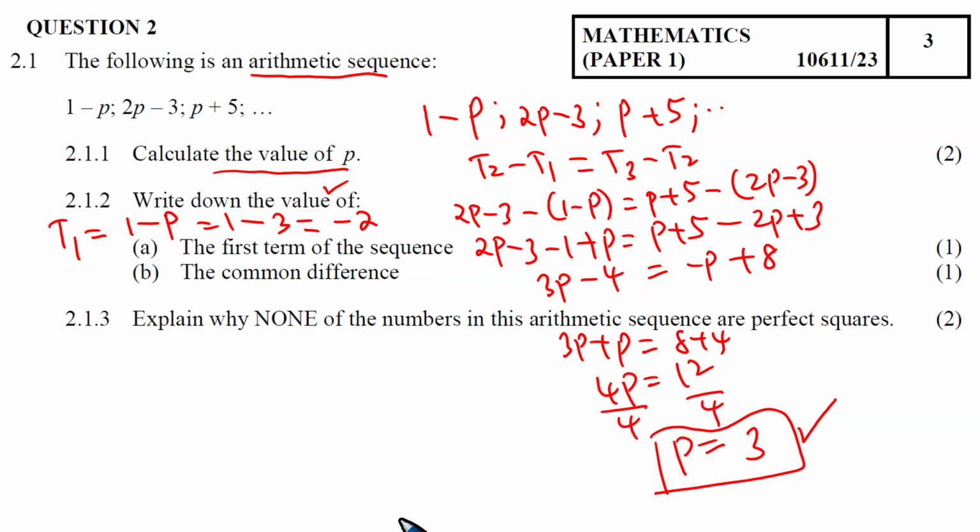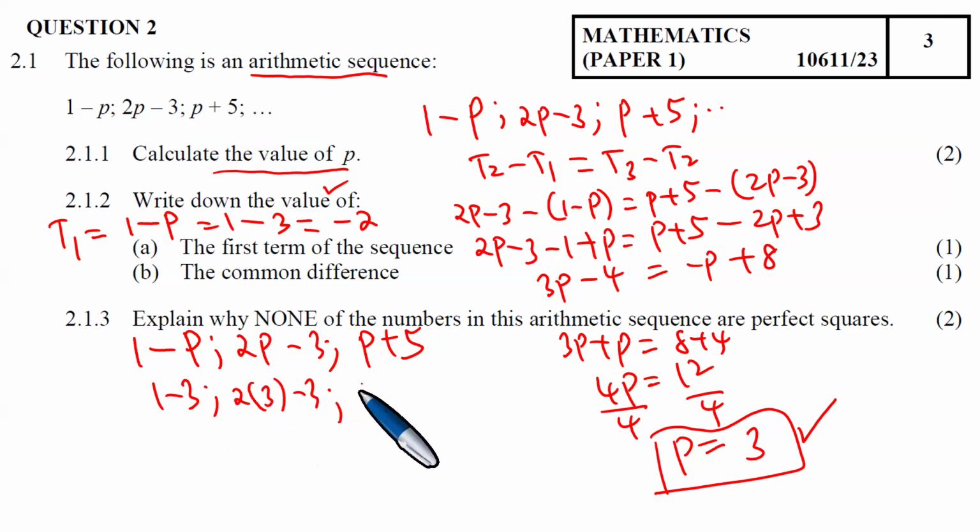Can I try it? Yes, please. It's 6. How do you know? I substitute 3 into 1 minus P, which gave me -2. Then the next one is 2P minus 3, substituting 3, which gives me 3. And the last one is P plus 5. You know already that P is equal to 3, so 3 plus 5 is 8. So you need to find the common difference.